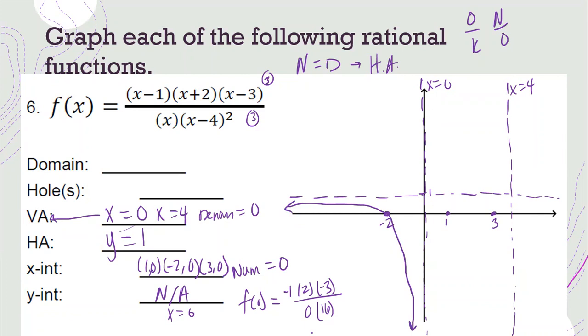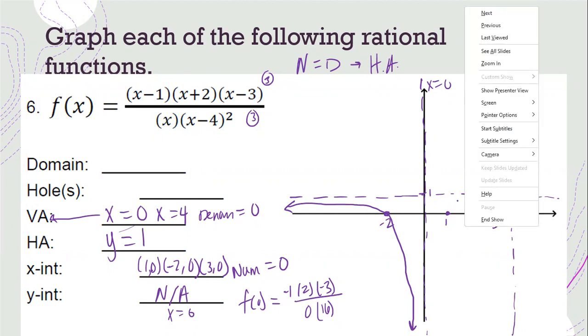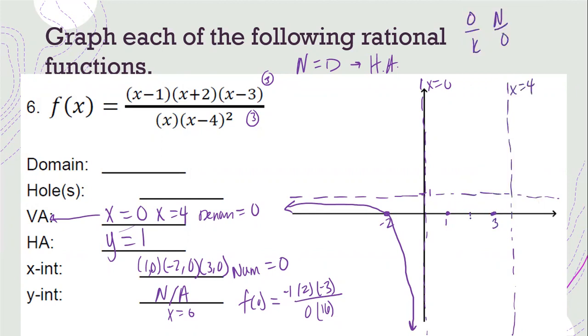Okay, the middle is where I'm lost. The middle, how am I going to go from starting my function here and going here? What am I doing? Well, we're going to have to find the value at 2. What's happening in the middle of these two numbers? Is it above or below? So we're going to find f of 2.